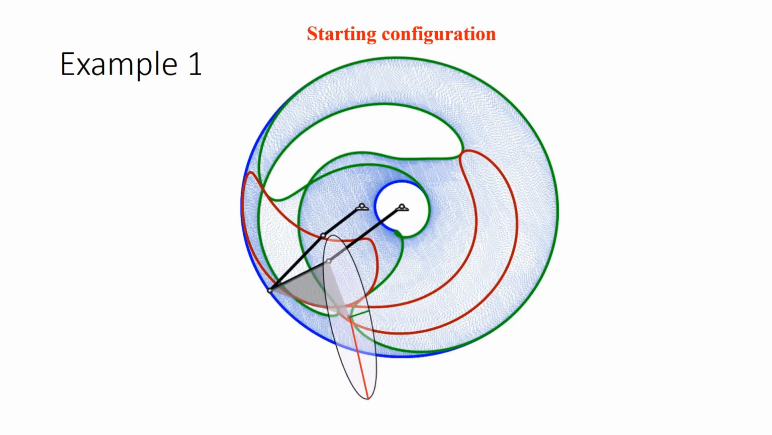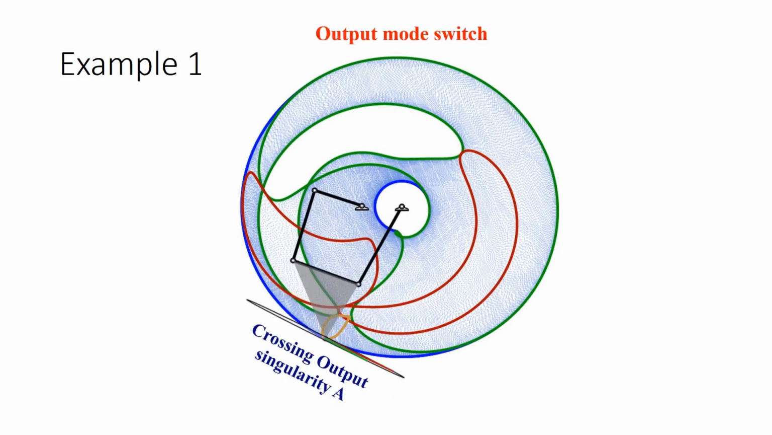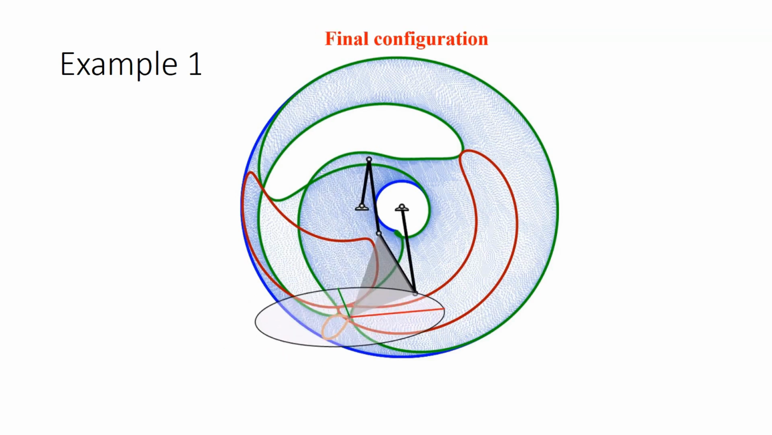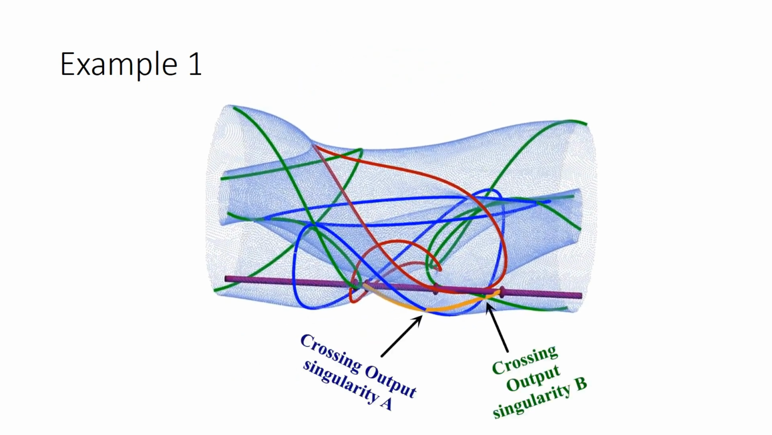For our first example 5-bar, we select a workspace that has 4 real inverse kinematic solutions. 2 of the solutions have velocity ellipses with semi-axis lengths at a 4:1 ratio that are perpendicular to each other. Switching between these perpendicular ellipses involves traversal over 2 output singularities.